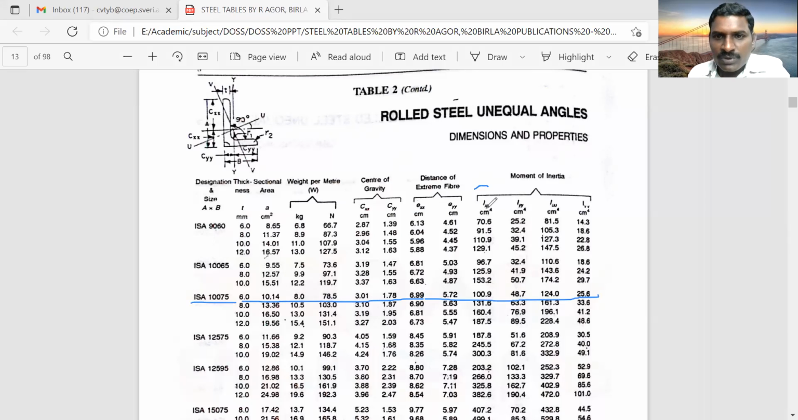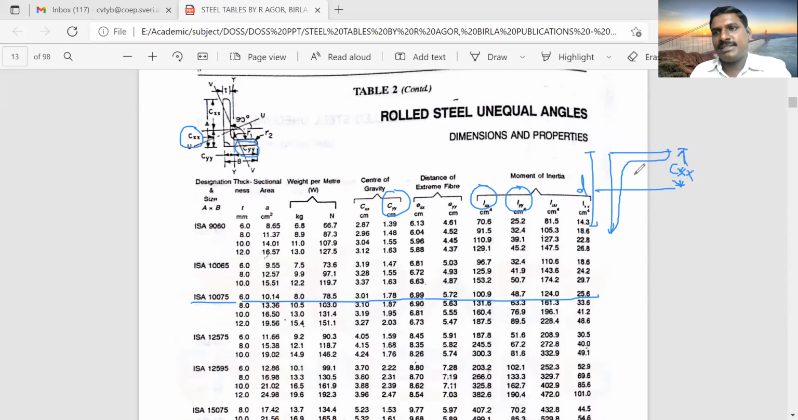Okay, so for this we have to take Ixx value, Iyy value, and Cyy value. Got it? Actually, here Cyy in this direction is Cxx. Here we require the Cxx. If we see, actually this is our depth and this is the Cxx value here, because we have to put this section like this.